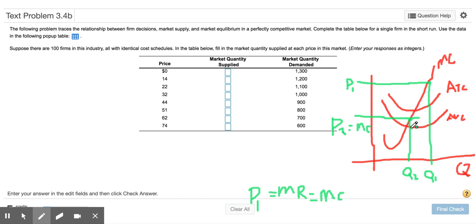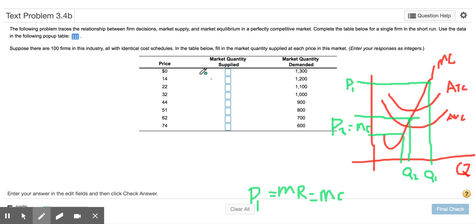Now, if the price goes below the shutdown price, this company should produce zero. It should exit the business, shouldn't produce at all, because it will be increasing the amount of losses by production, right? So at this point, the company shouldn't produce this amount. They should just produce zero, because this is a shutdown price.